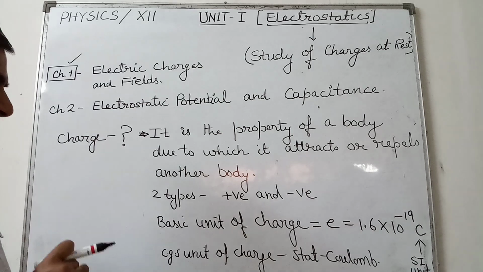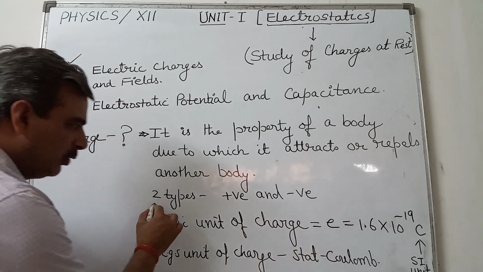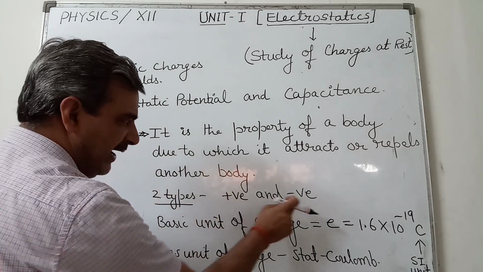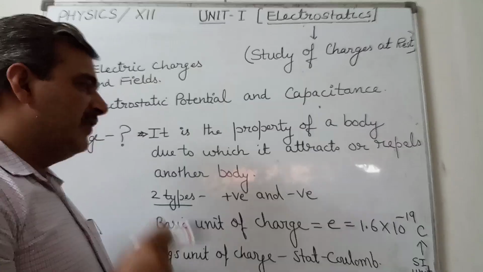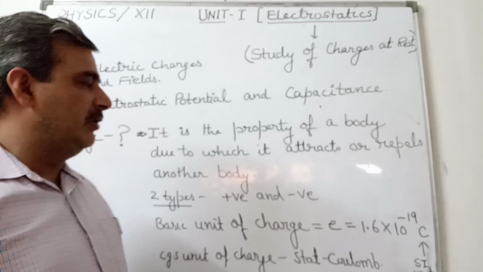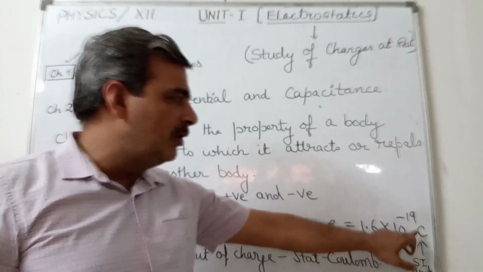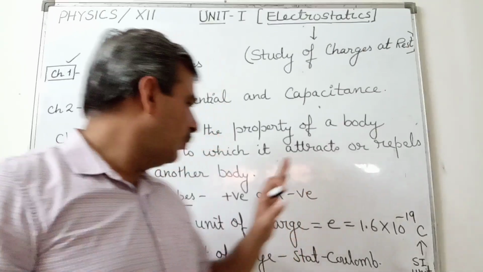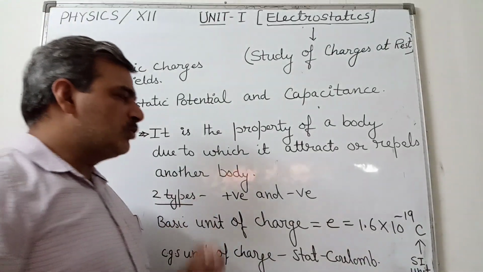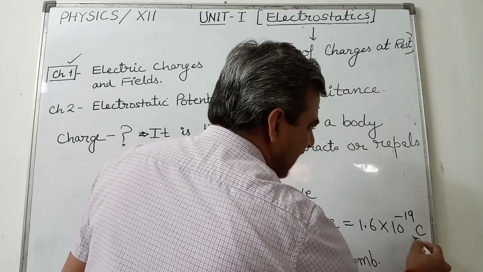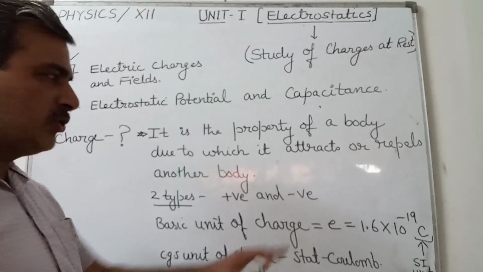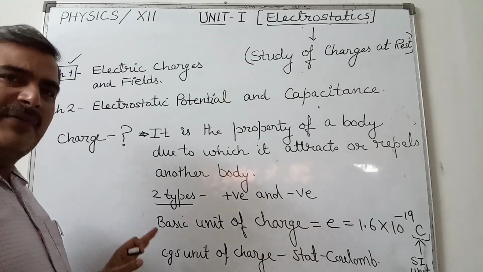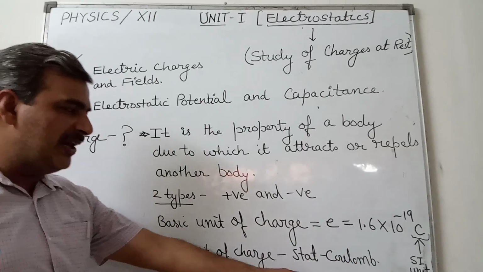So charges are of two types, positive and negative. And you all have an idea about the basic unit of charge, which is the charge on an electron, equal to 1.6 into 10⁻⁹ coulomb. This coulomb is the SI unit of charge. And also you have the CGS unit of charge, which we call the stat coulomb.